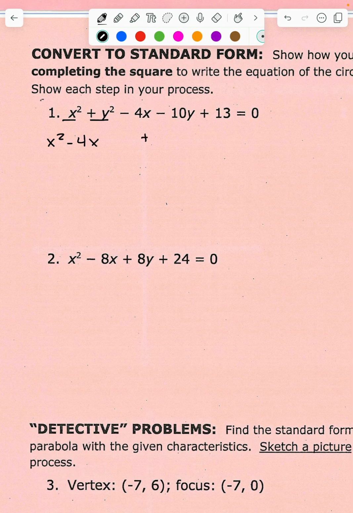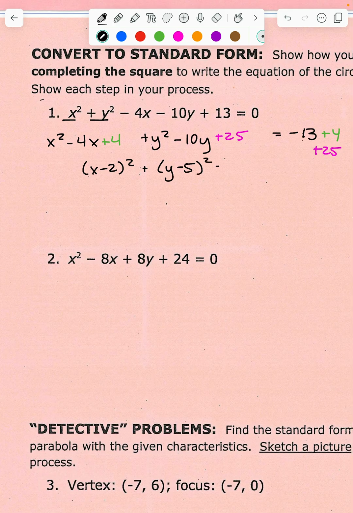So what I'm going to start by doing is equals -13. I'm going to set up to complete the square. Over here on the left with the x's, I'm going to add 4. I'm going to balance it. Over here with the y's, I'm going to add 25, and then I'm going to balance it. X minus 2 squared, y minus 5 squared equals 25 plus 4 minus 13 is 16. That's all you got to do. That's standard form. That's it.